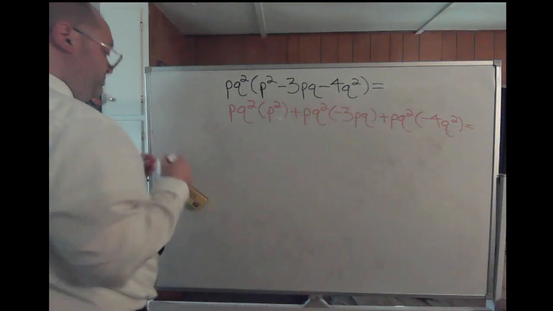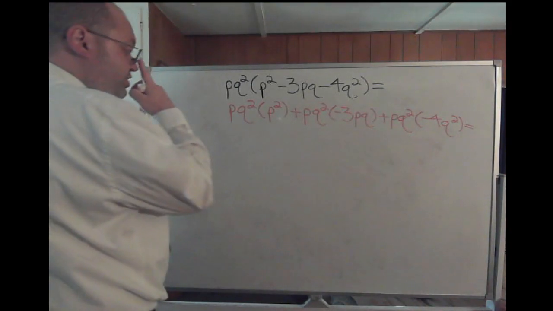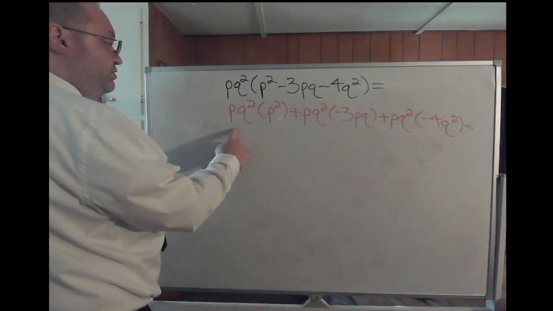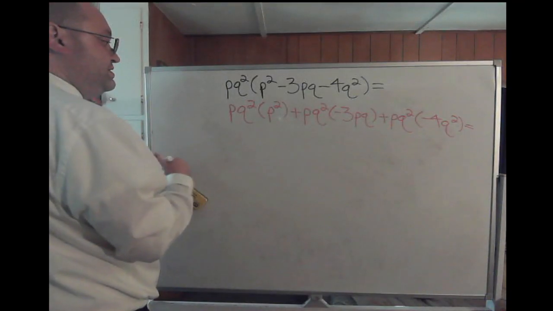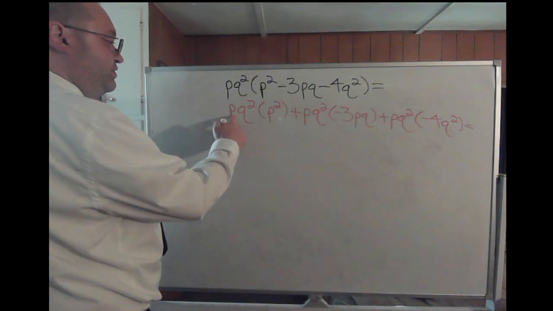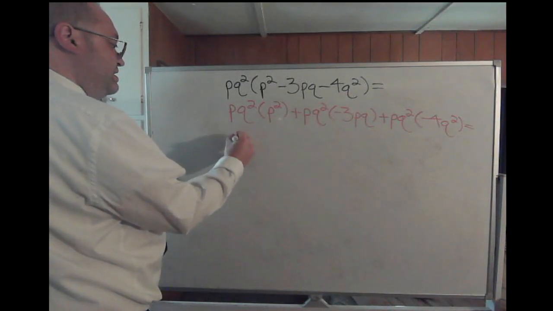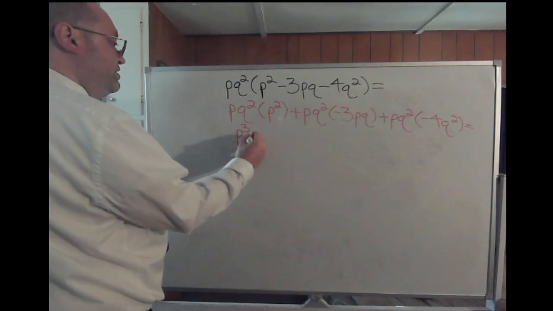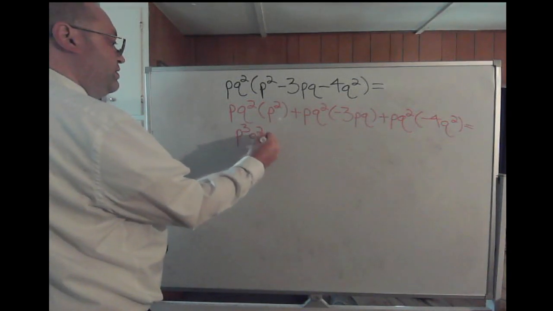Alright, so let's do the multiplication here. If we recall, when you multiply variables, they have to be the same base. So the q squared is just kind of going to hang out, but you have p to the first times p to the second. That would give you p to the third. Then you'll have that times the q squared.